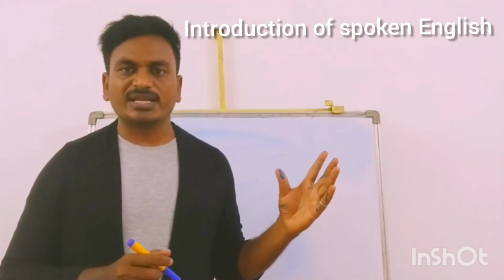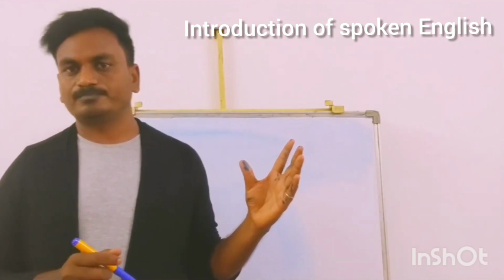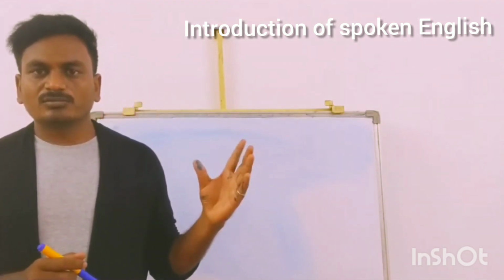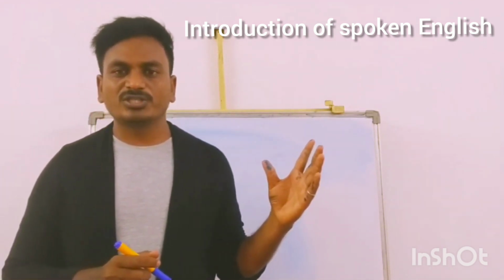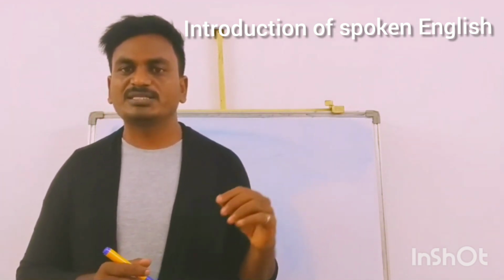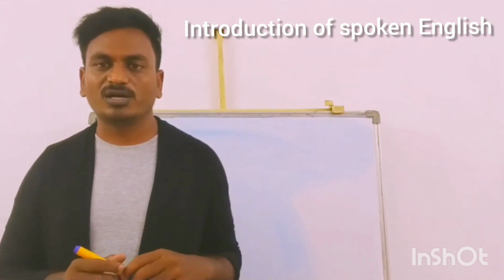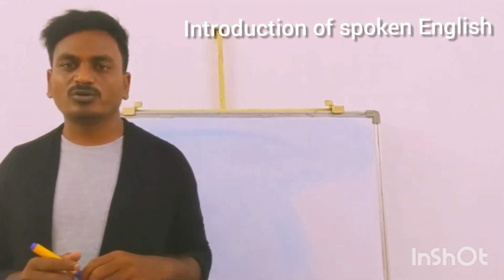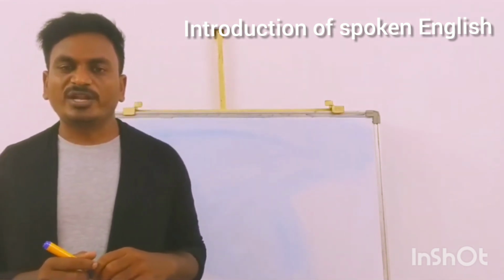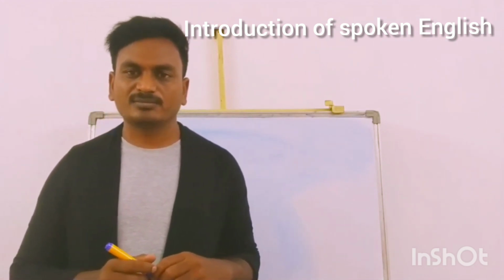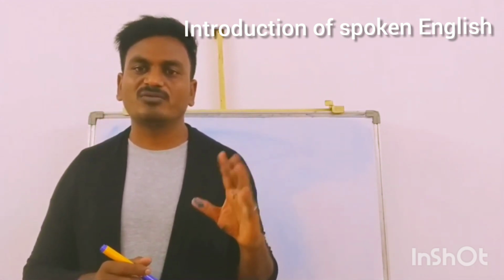There are 26 letters in the English language. I think we know about them. The English alphabets are called A to Z. There are 26. Among the 26 letters, the 5 letters are called vowels. They are A, E, I, O, U. The remaining 21 letters are called consonants. The 5 letters are vowels and 21 letters are called consonants.